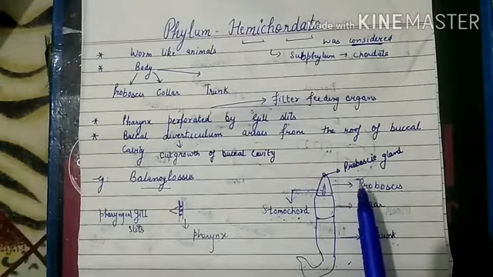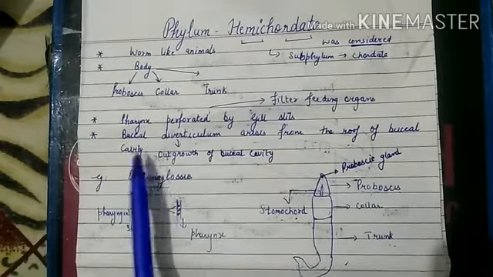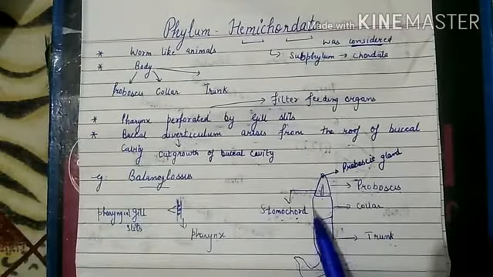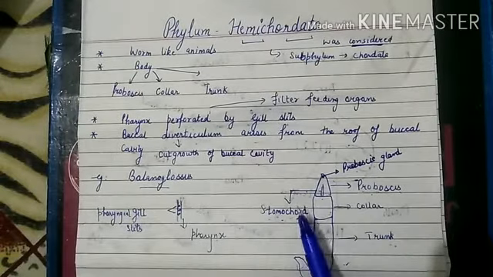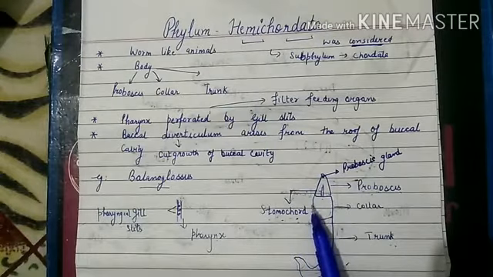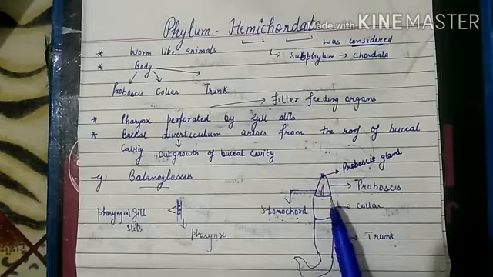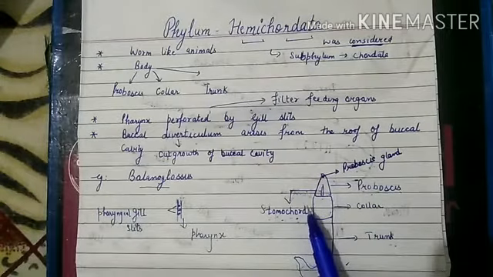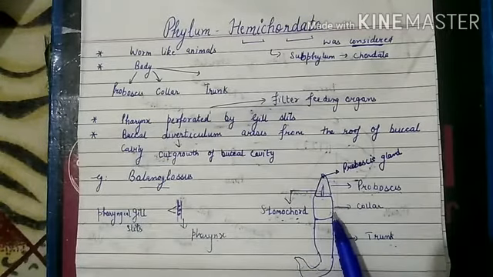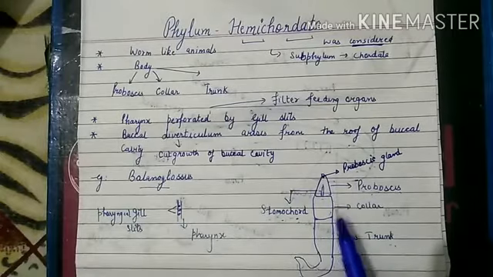Then it has the collar, and on the ventral side of the collar, meaning in the back side of this collar, there is a mouth present. So the mouth of this animal is found on the ventral side of the collar between the proboscis and the collar.